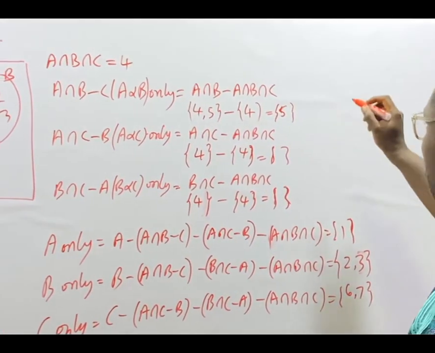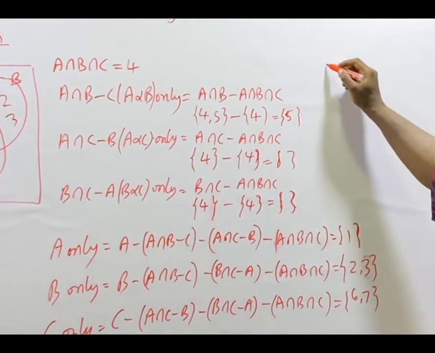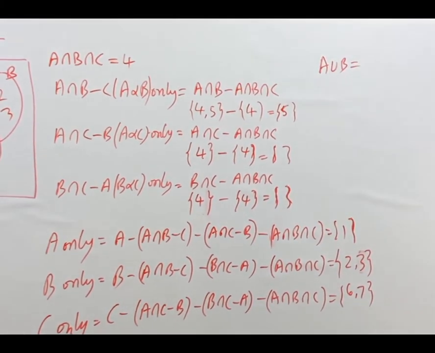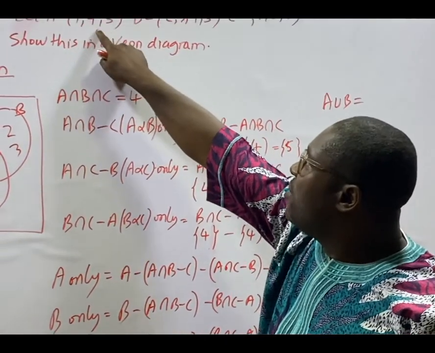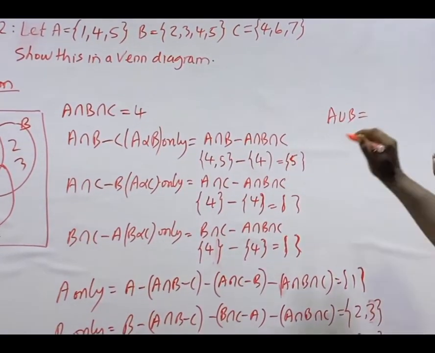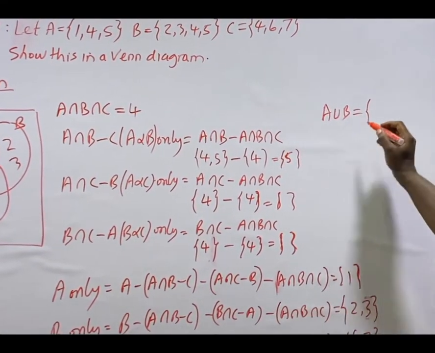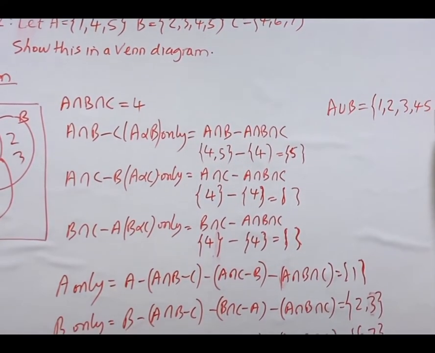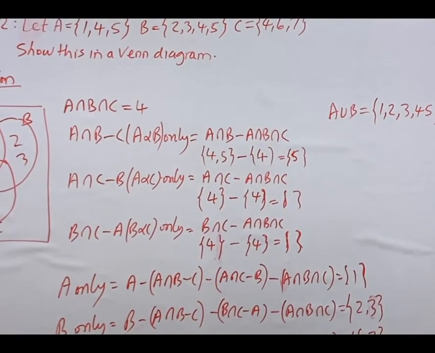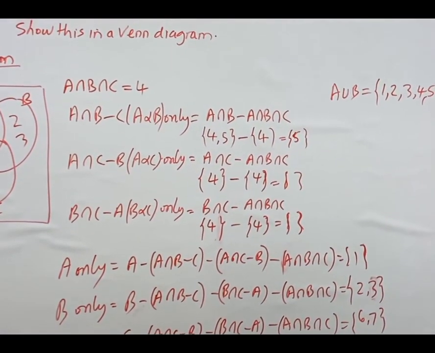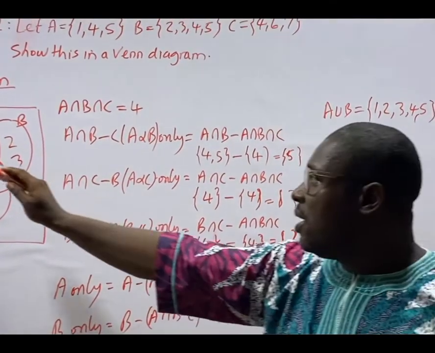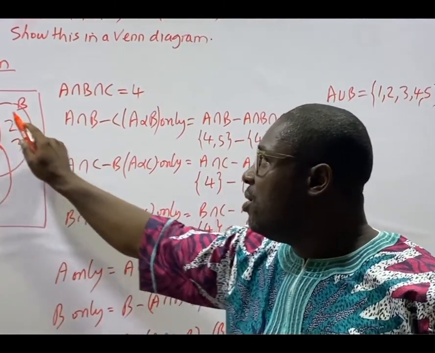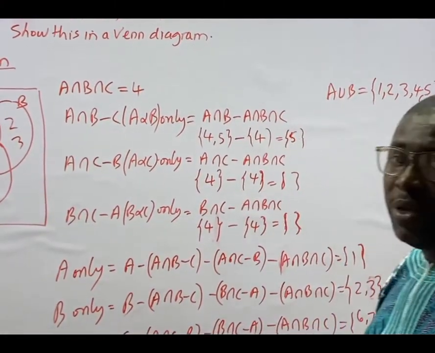Before we go, let's have A union B. A union B is we put the elements here and the elements here into one. A union B will be 1, 2, 3, 4, and 5. And how many are they? There are 5 elements. Can you see the 5 elements? A union B, 1, 2, 3, 4, 5. So all of this in here is A union B.